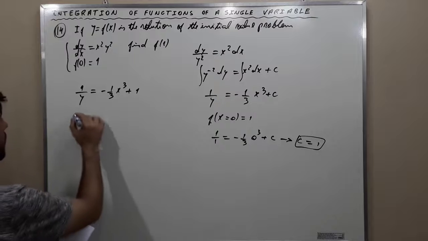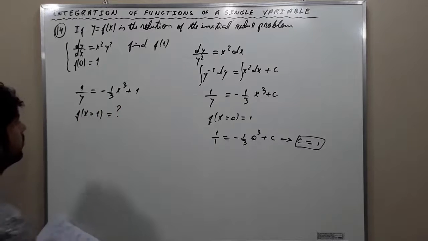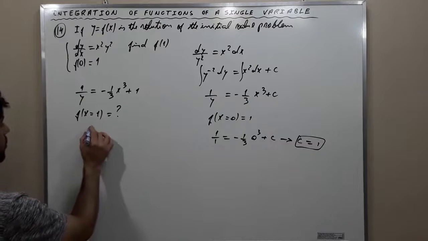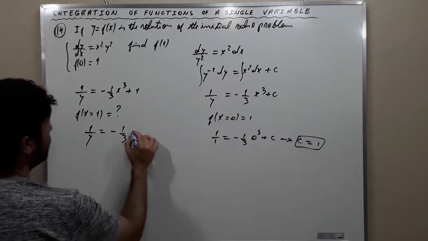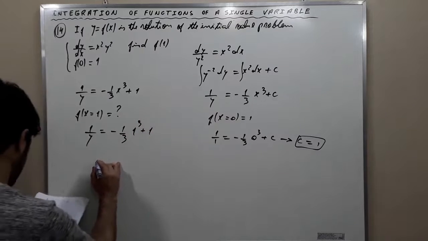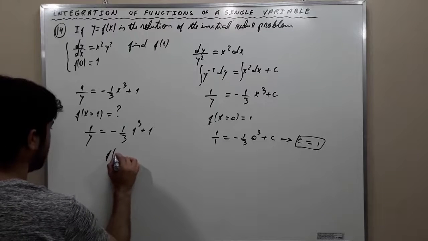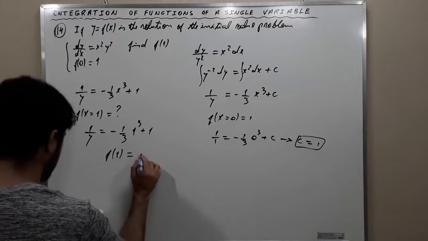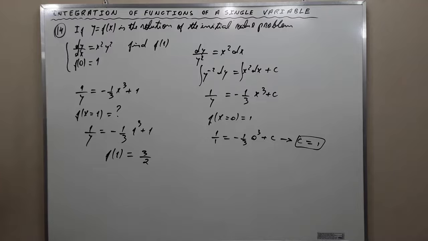And we want to find f of x equal to 1. And what is the value of this? Let's go and see. 1 over y is equal to a third of 1 cubed plus 1. And this makes the function f of 1 be equal to 3 halves. Alright? This is exercise 14.